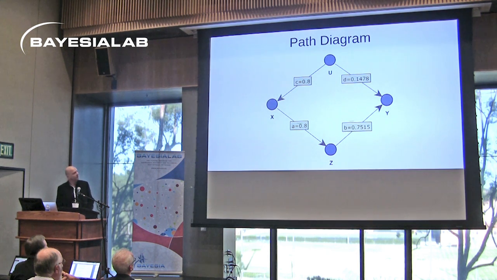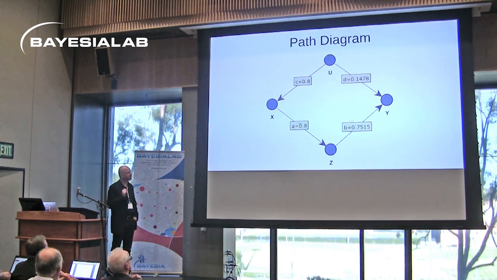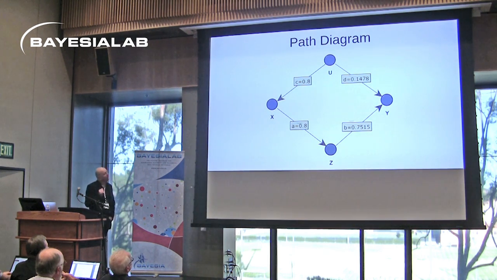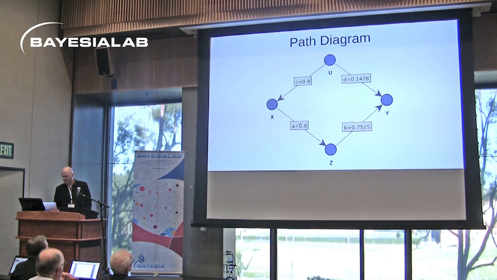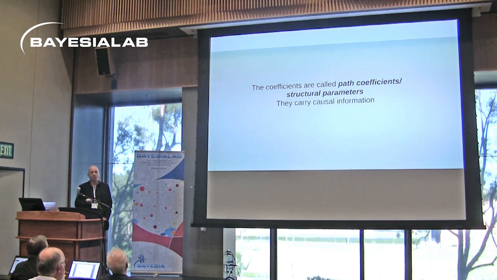In this path diagram, we have U connected to X, and it's a causal link. We know that there is a coefficient of 0.8 between U and X, another link between X and Z, and Z and Y, but in conjunction with U. These parameters are called the path coefficients, or the structural parameters, and they do carry causal information. So this is not just association.